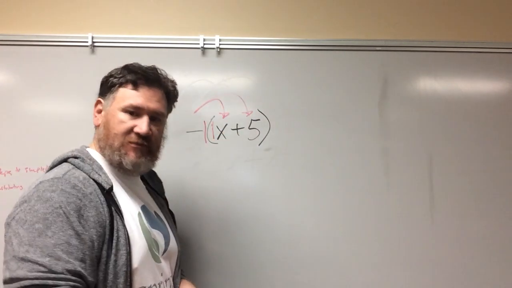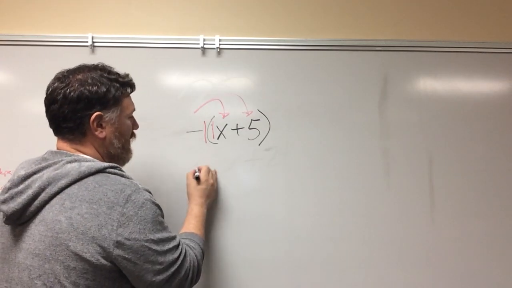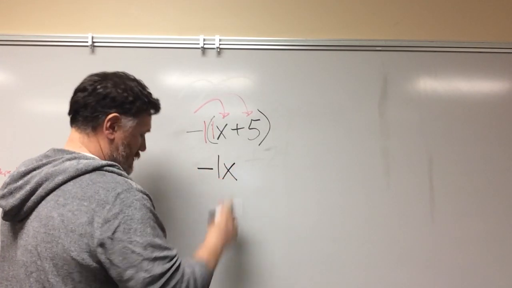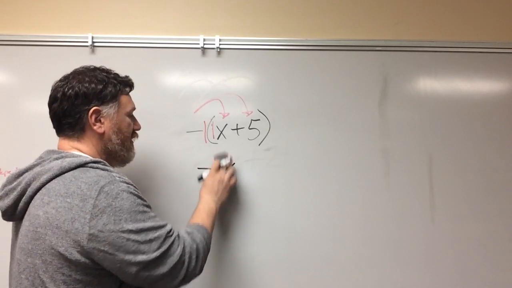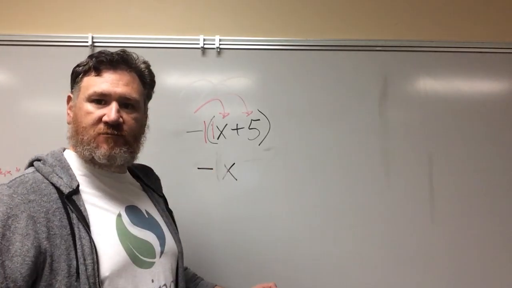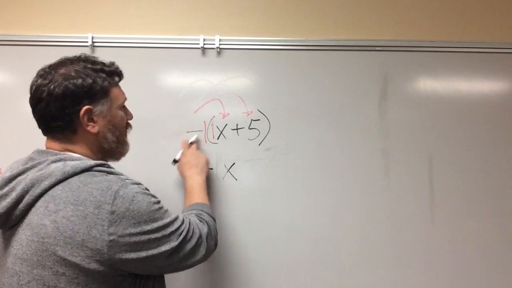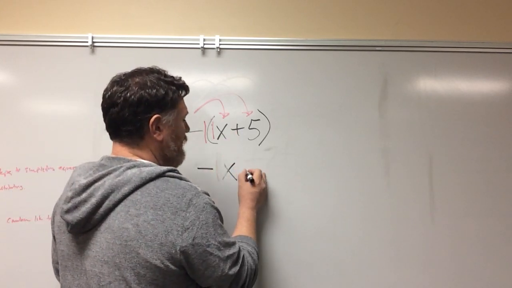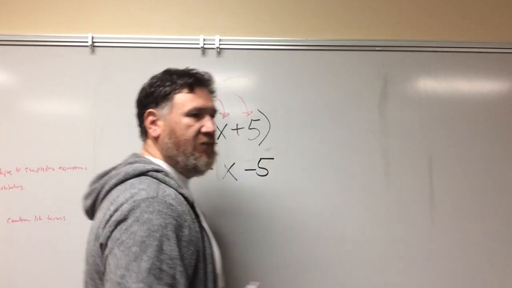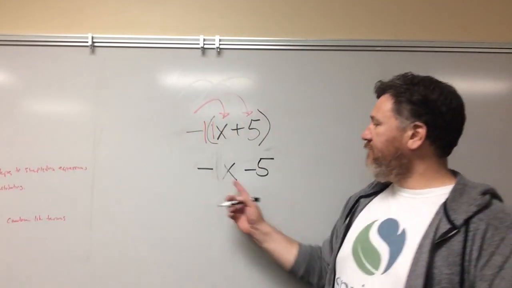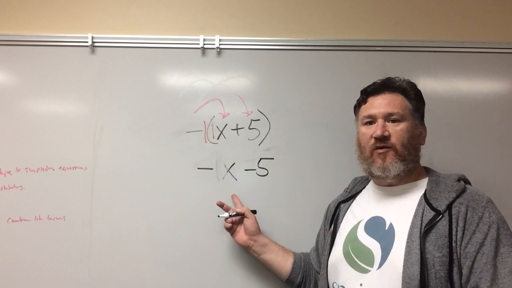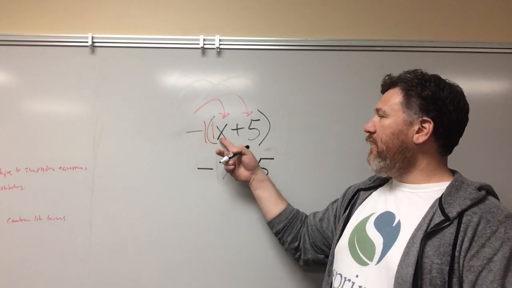Negative 1 times x will give me negative 1x, or I could just say negative x. I don't have to put the 1 if I don't want to. Either way is correct. And negative 1 times 5, positive 5, is going to give me negative 5. So negative x minus 5 is the simplified form of negative the quantity of x plus 5.